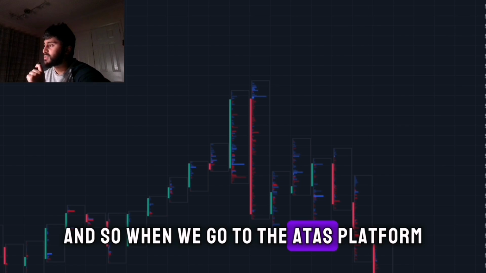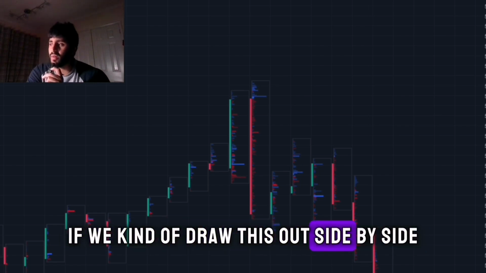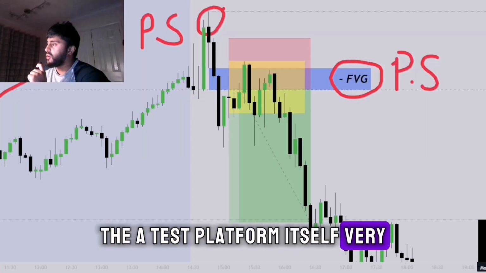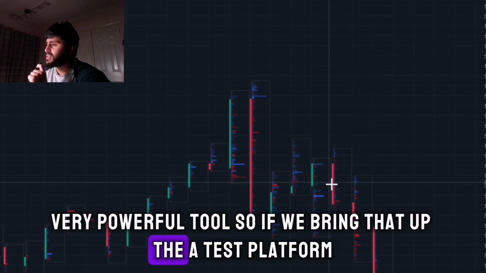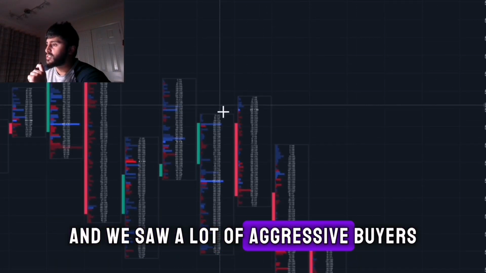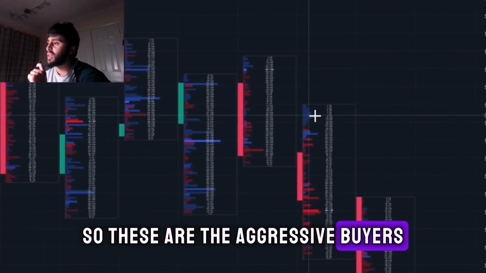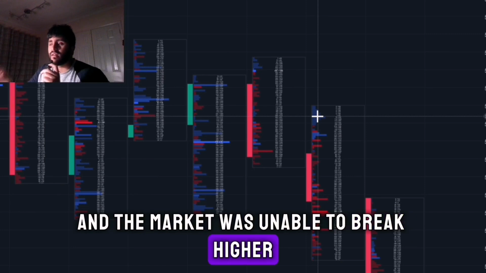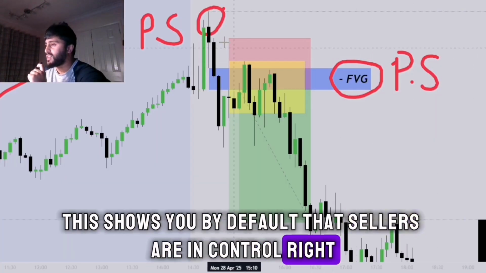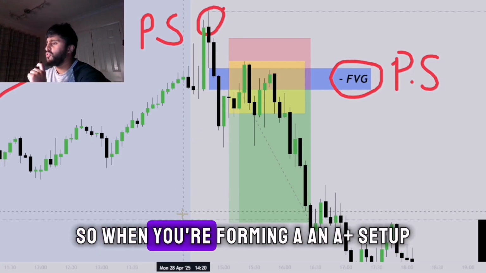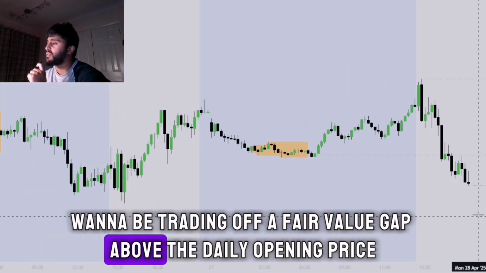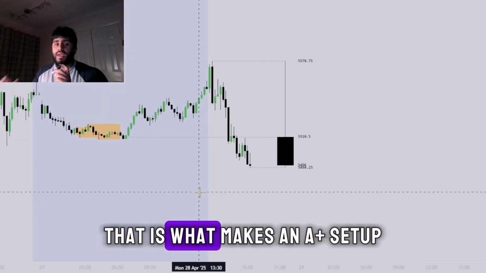And so when we go to the ATAS platform, if we draw this out side by side so people can understand what's going on, the ATAS platform itself is a very, very powerful tool. So if we bring that up, we saw a lot of aggressive buyers in this area. So these are the aggressive buyers and the market was unable to break higher. This shows you by default that sellers are in control, right? Sellers are in control in this area. So when you're forming an A plus setup, you basically want to be trading off a fair value gap above the daily opening price. That is what makes an A plus setup.